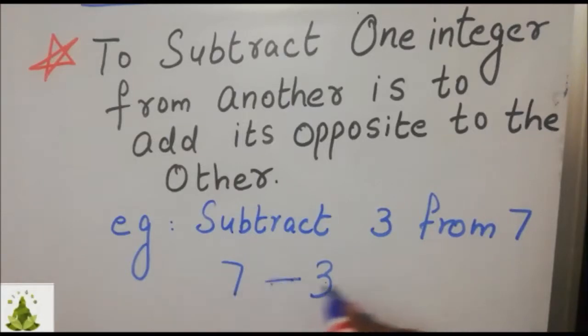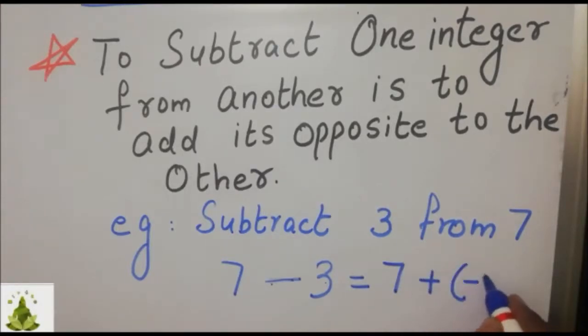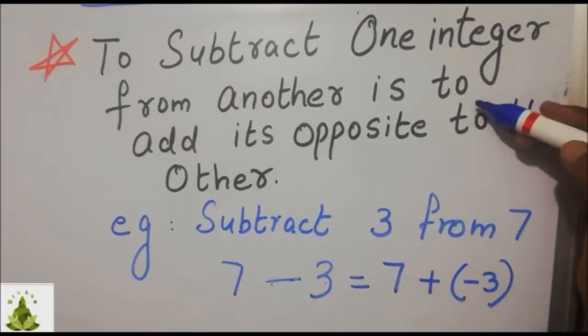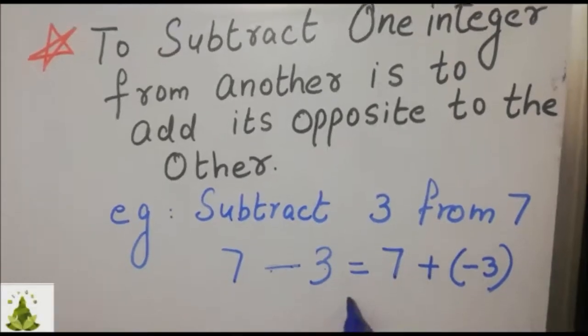Is it clear? When you read word problems or whatever question is given, read part by part and form the equation. Now, 7 minus 3 means I can write it in integers. You have studied this also. 7 plus minus 3. Is it clear to you? To subtract one integer from another means to add its opposite to the other. We are adding the opposite to the other number. So, this way also you can write.